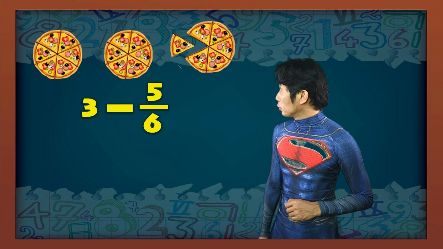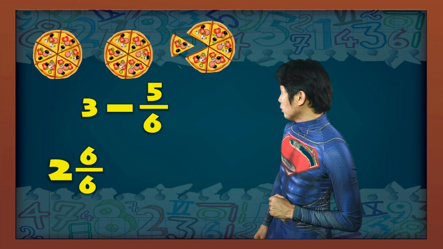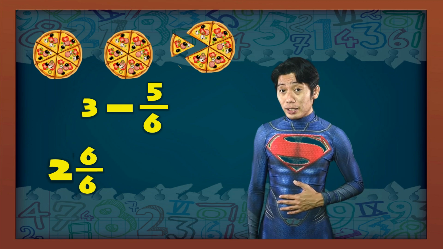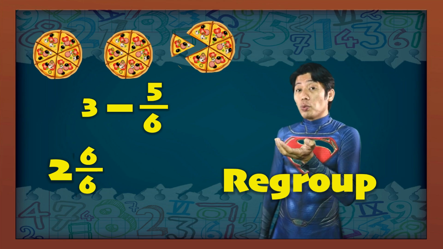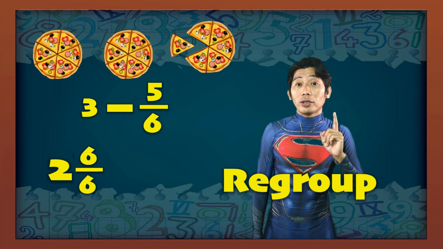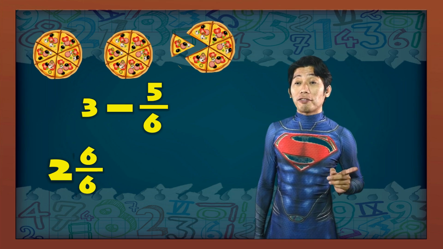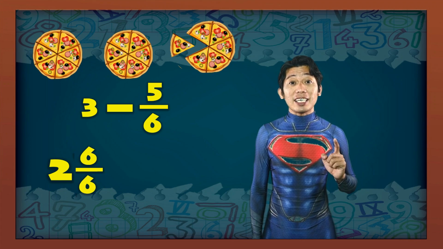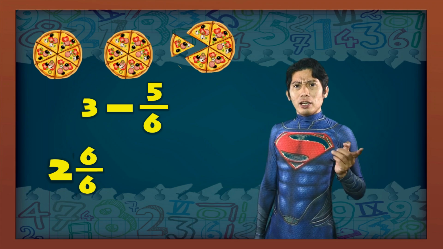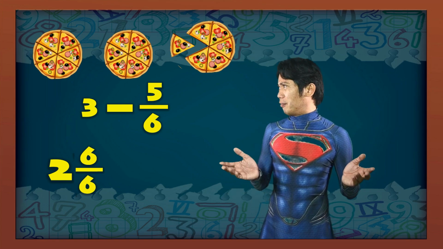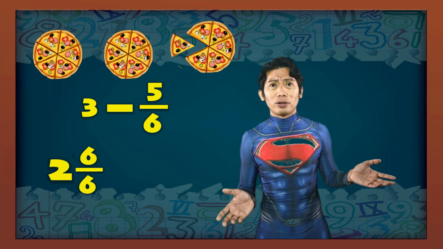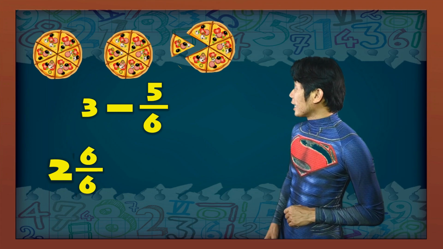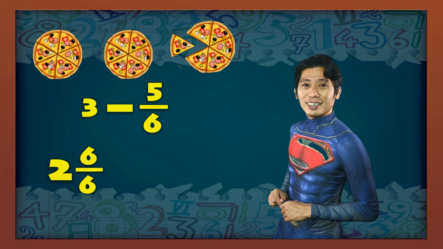Let's regroup 3 into 2 and 6 over 6. 2 and 6 over 6? Take note, we regroup. We take away 1 whole from 3. And that 1 whole, we converted it into a fraction 6 over 6. Take note, 6 over 6 is still equal to 1 whole, right? And why 6 over 6? Why not 5/5? Why not 4 over 4? Why not 3 over 3? We choose 6 over 6 because it is similar to 5/6.